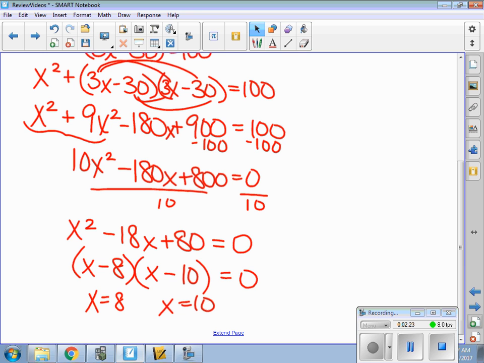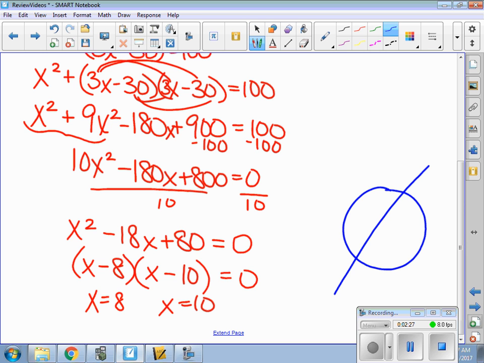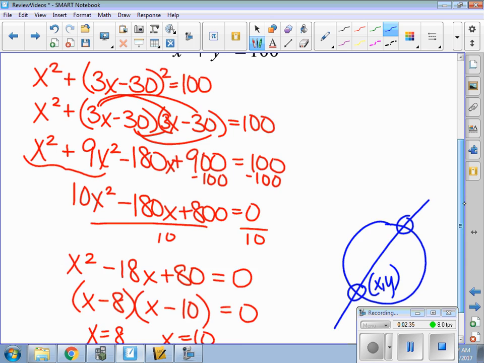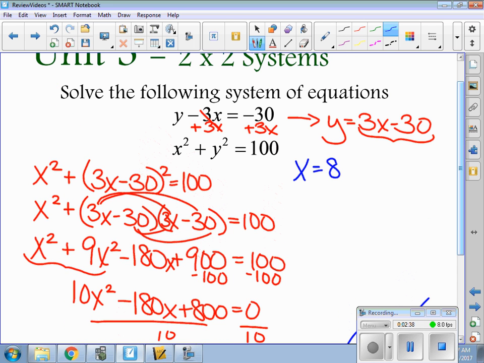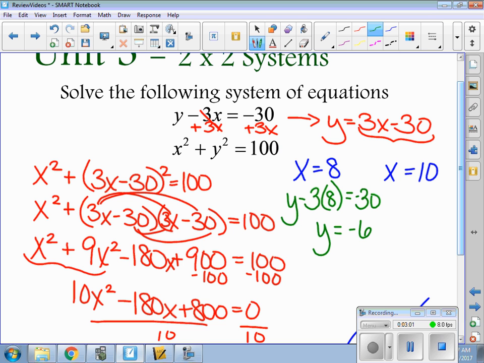Okay. Now remember, the solutions to a system of equations are the coordinates on a graph where the line crosses the circle. So we have to have an x and a y for each x. So I'm going to go back up here so I can see my equation. I have x equals 8 and x equals 10, and I'm going to substitute them both back into one of the original equations in order to get my answer. So I'm going to substitute into the original linear equation and replace the x with 8. When I simplify and solve, I get y equals negative 6, which makes my coordinate (8, negative 6) for one of my solutions.